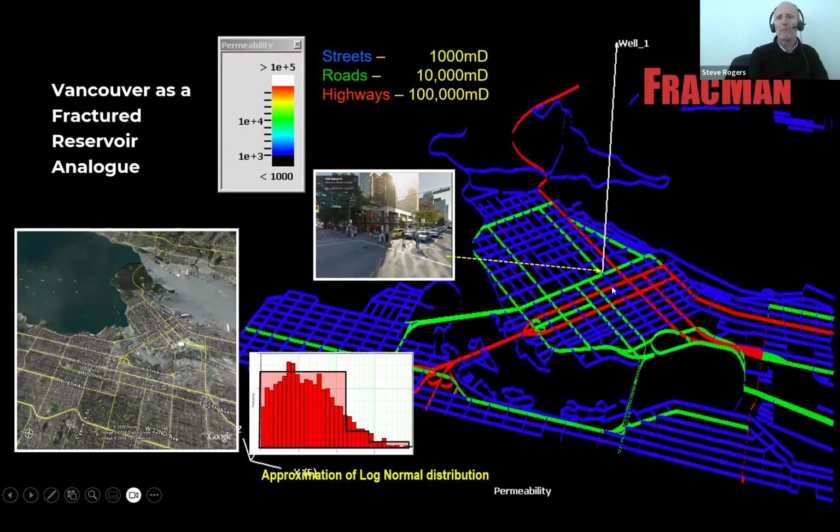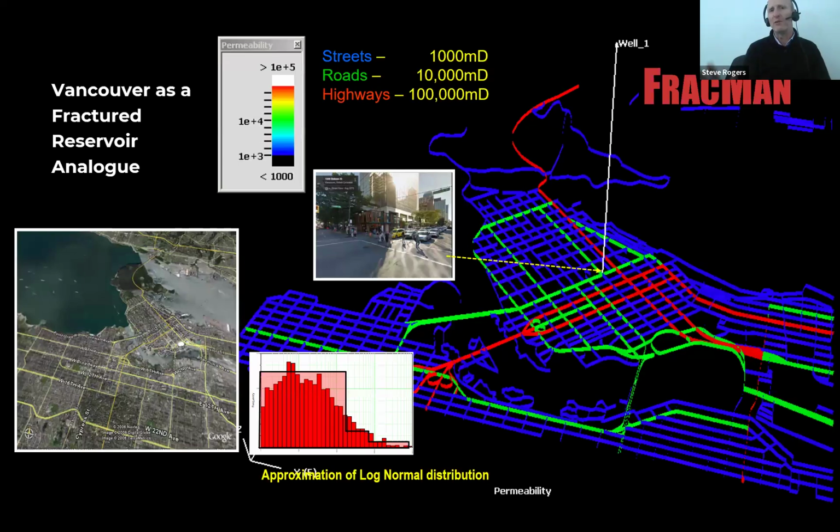And I'm sitting about here, actually. I think this is Robson Square. So I'm sitting somewhere in between those two red stripes. What I've done in this model is assign different permeabilities to the 3 levels of road network that I've got a GIS file for. The blue are called streets. I've given them 1,000 millidarcies.